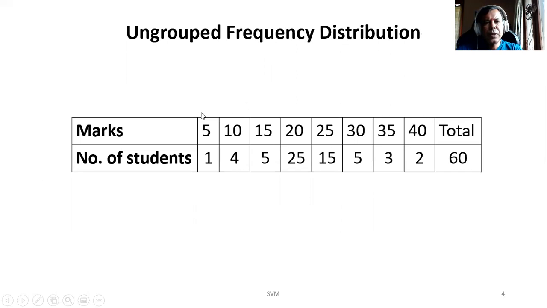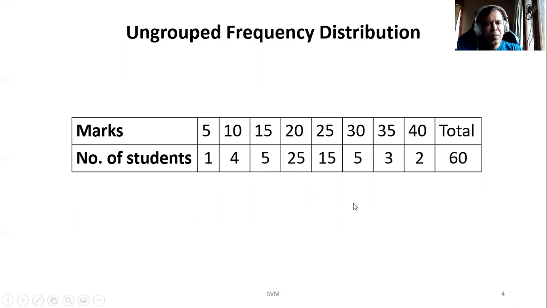Ungrouped frequency distribution: I am considering a new example of marks scored by different students. Marks of 5, 10, 15, 20, 25, 30, 35, and 40. And the total number of students in that class is 60. The number of students who scored 5 marks is 1, who scored 10 marks is 4, like that. The number of students who scored 40 marks is 2.